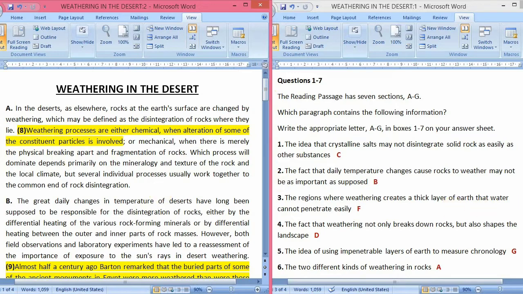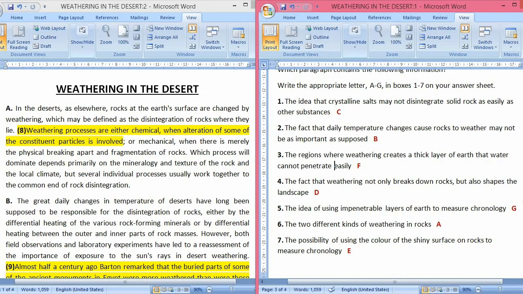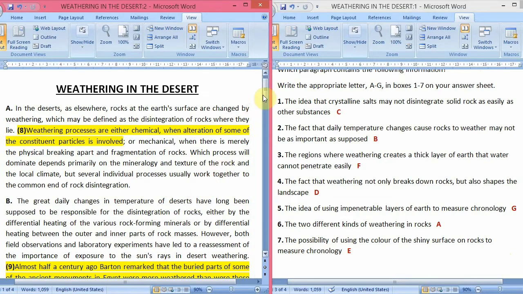Now the seventh question: the possibility of using the color of the shiny surface on rocks to measure chronology. So on rocks, there is a shiny surface present, and by using the color of that shiny surface, the chronology is measured. So let's see, it is written in E paragraph.